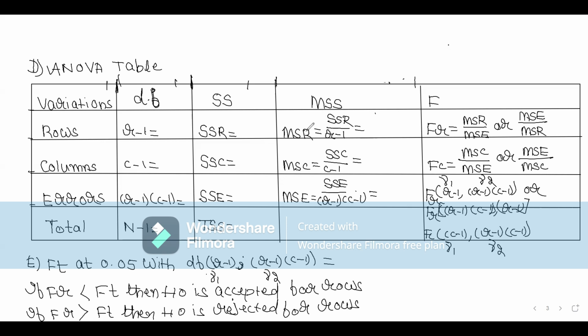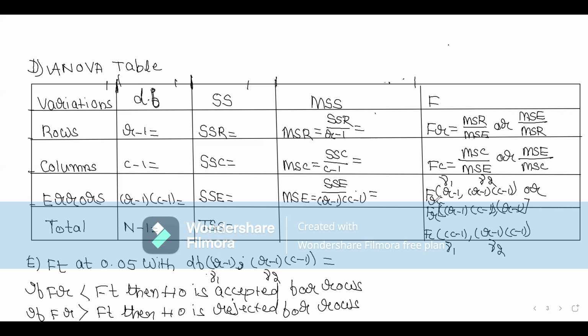Then F. FR equals MSR divided by MSE, or MSE divided by MSR. Suppose MSE is greater than MSR, you can use the second formula. If MSR is greater than MSE, you can use the first formula and calculate FR. Similarly, FC: MSC divided by MSE if MSC is greater than MSE. Suppose MSE is greater than MSC, then you can use the other formula.